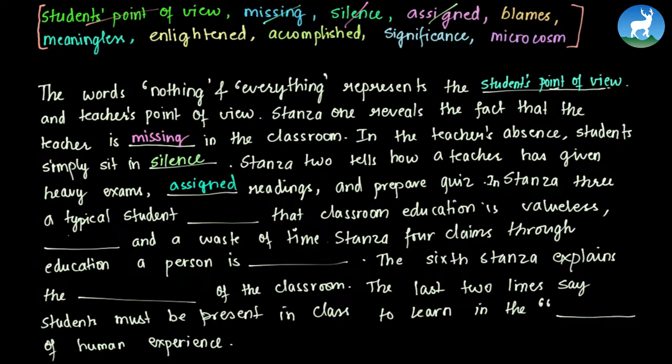In stanza 3, a typical student blames. Now we have all the words given in serial manner in our book. So in stanza 3, a typical student blames the classroom education is valueless, meaningless, and a waste of time. Stanza 4 claims that through education, a person is enlightened. So we cut it down. The 6th stanza explains the significance of classroom. And finally, the last 2 lines say students must be present in class to learn microcosm of human existence.